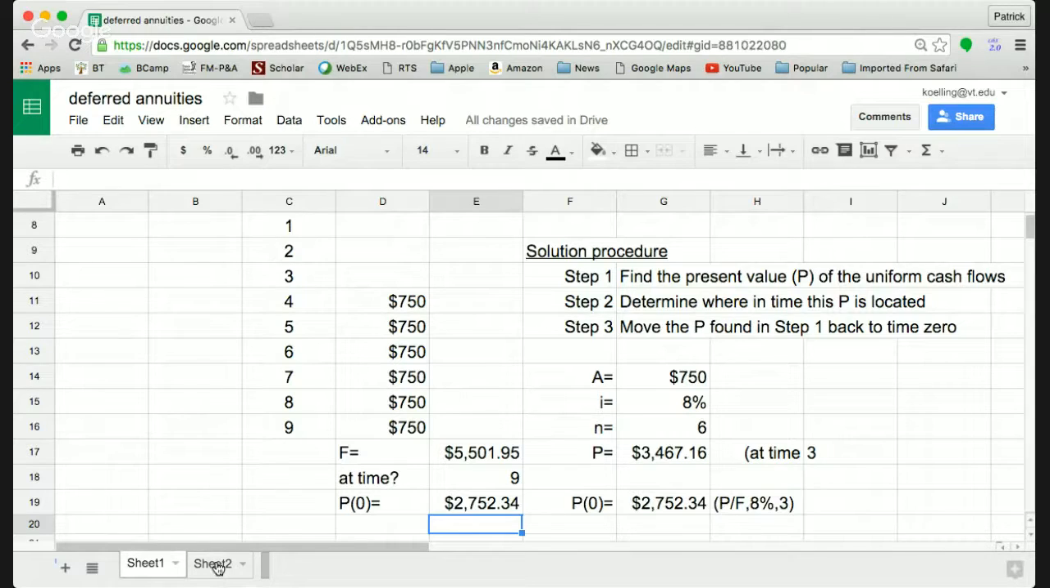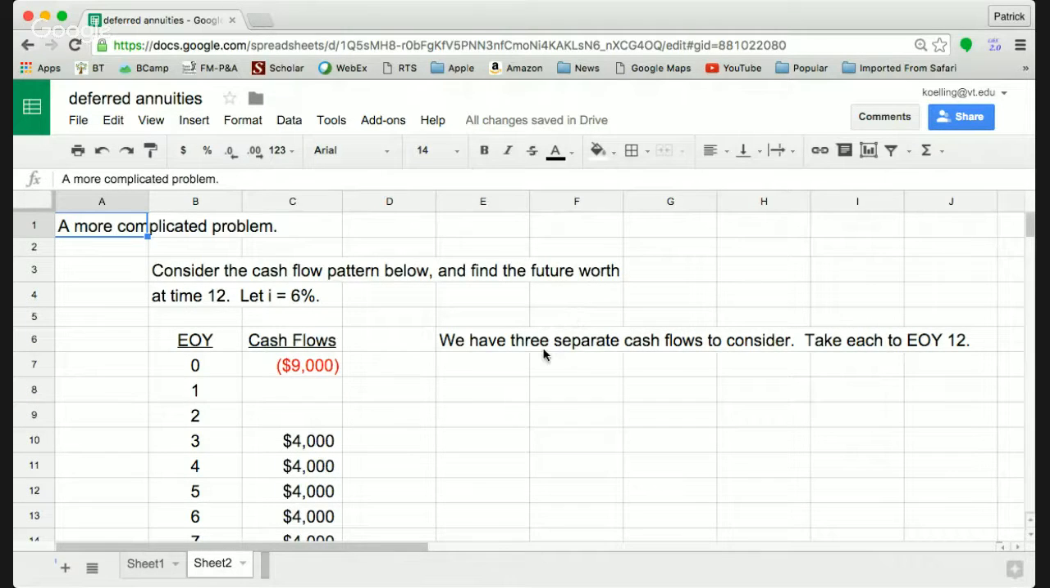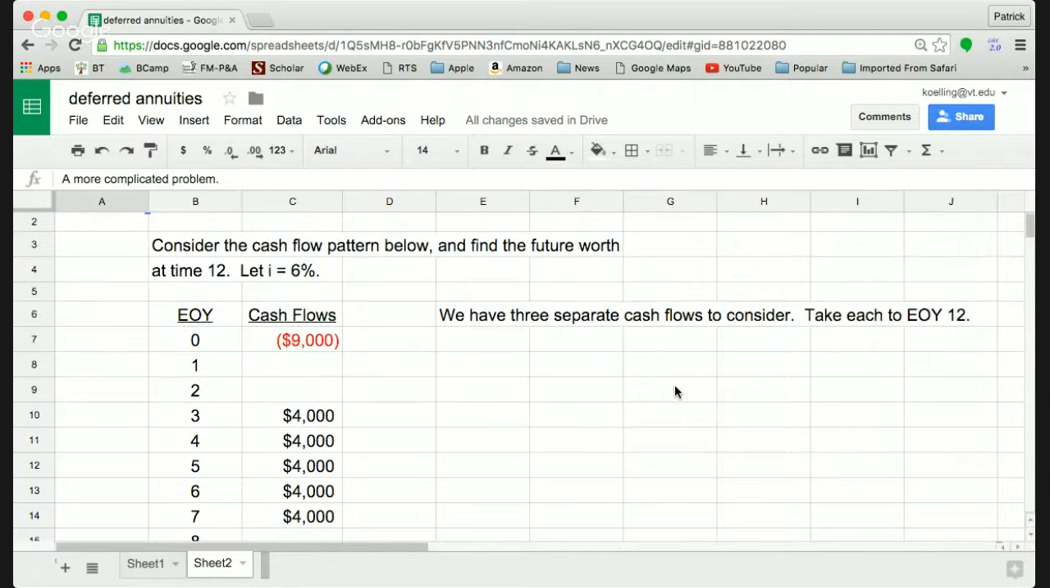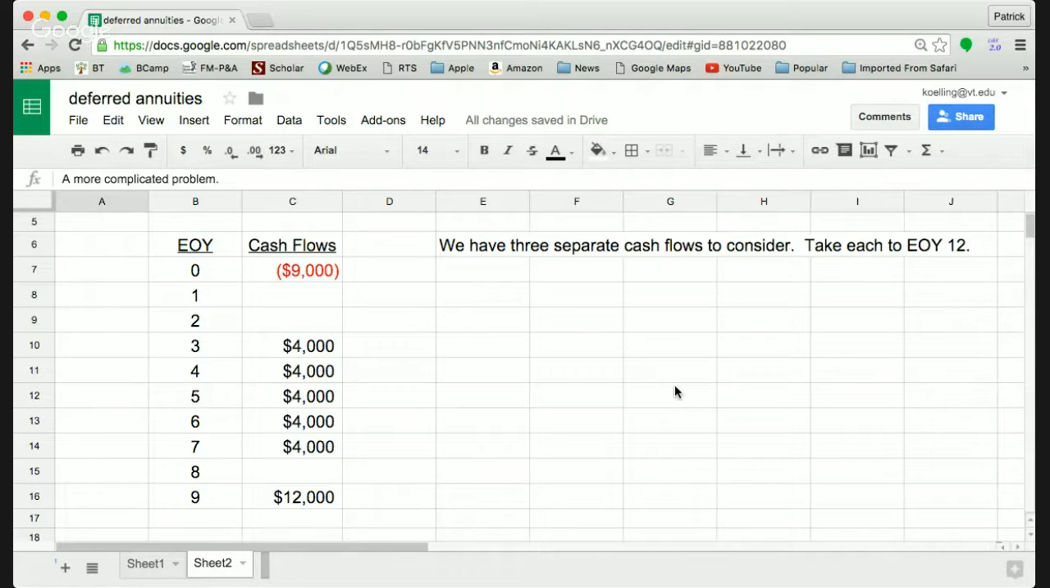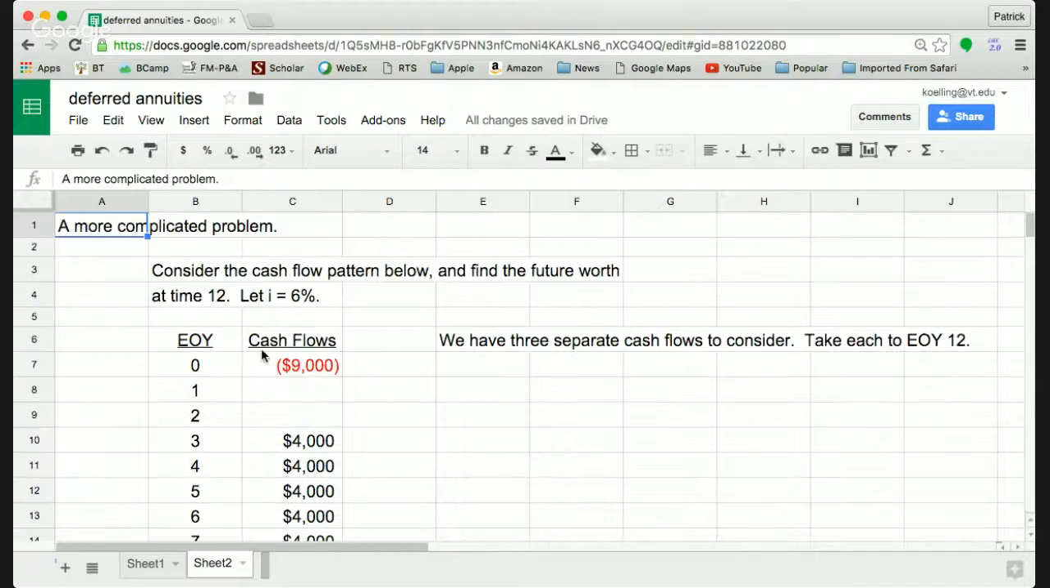Let's look at a little more complicated problem. Look at the cash flows here and find the future worth at time 12. And we're going to let the interest rate be 6%. Here's the complicated cash flows. We have negative 9,000 at time 0. We have a uniform series, end of years 3 through 7. And we have a positive 12,000 at the end of year 9. And we want to find the future value at time 12.